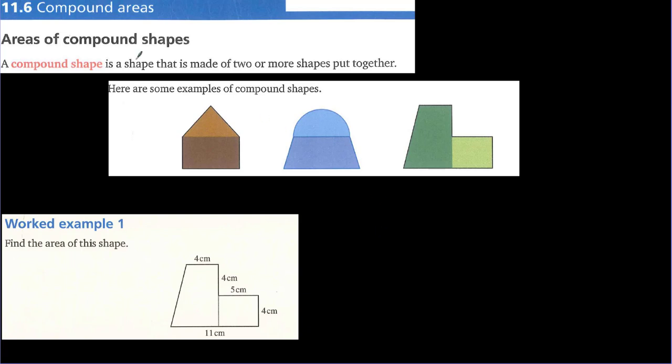Hi dear students, this is the sixth video about the area, perimeter and volume, and we are going to continue with the compound areas. As you see from the definition, a compound shape is a shape that is made of two or more shapes put together.